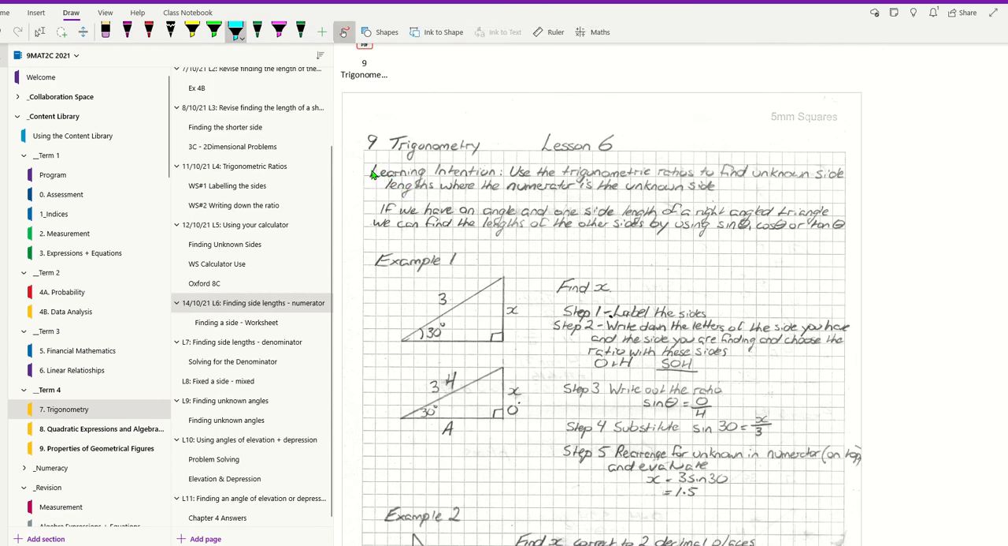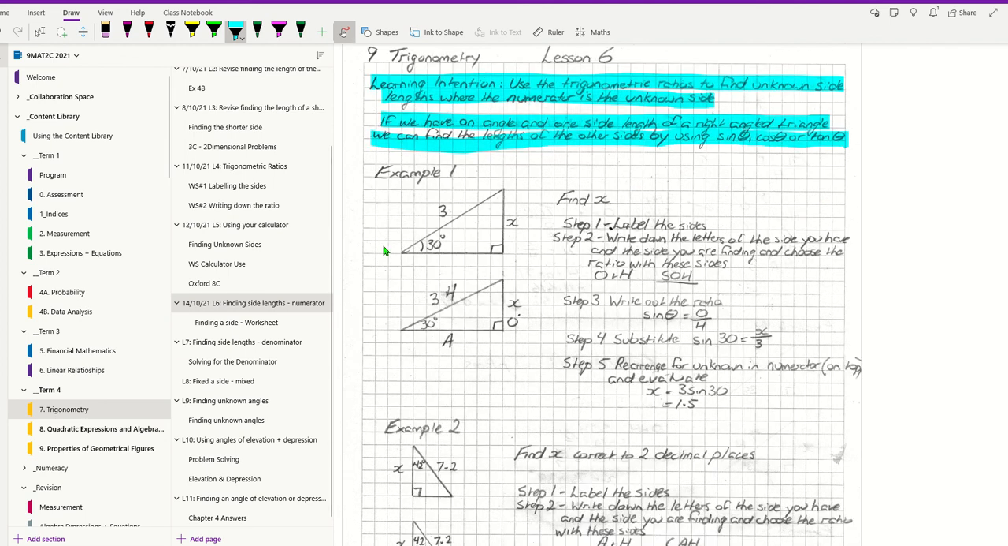Okay, looking at our learning intention, we're going to use trigonometric ratios to find unknown side lengths where the numerator is the unknown side. If we have an angle and one side length of a right angle triangle, we can find the lengths of the other sides by using sine theta, cos theta, or tan theta. Theta being the angle that we have.